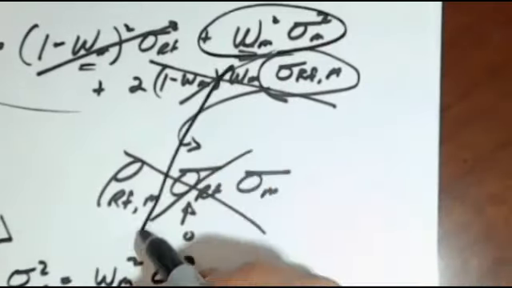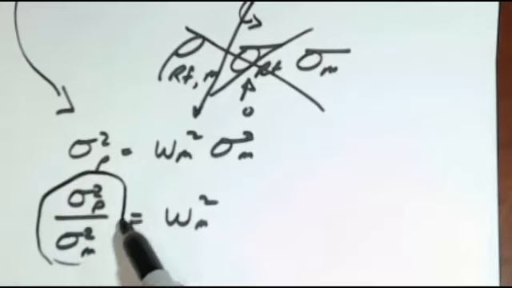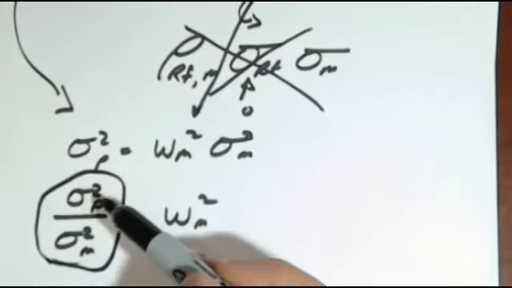So I just rewrite this. Sigma squared P equals W_M squared sigma squared M. Just rewriting. All I'm doing is taking this component and putting it down. And so if we rearrange, we get the weight squared is equal to the relative risks, the risk of the portfolio relative to the risk of the market. That's what that's saying. It's just that there is an interpretation of that. How much risk does your portfolio have relative to the risk of the market portfolio?